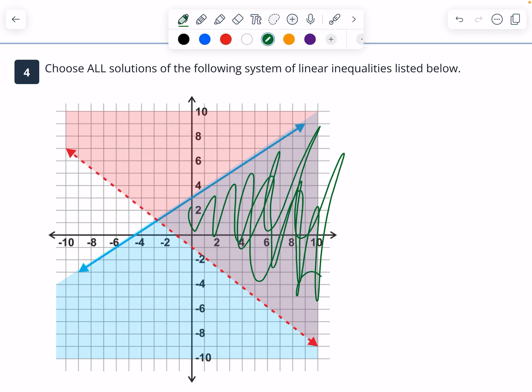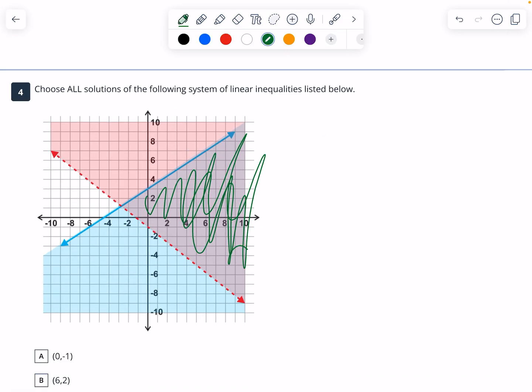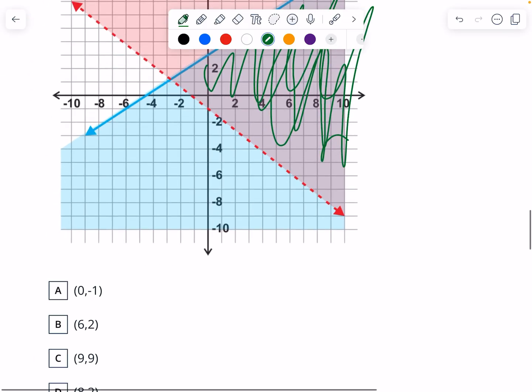You could use Desmos for this. I don't think you need to. I think you guys are better than that. Let's start to look at these points.